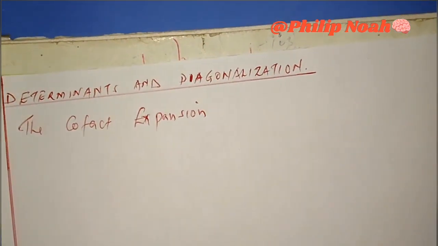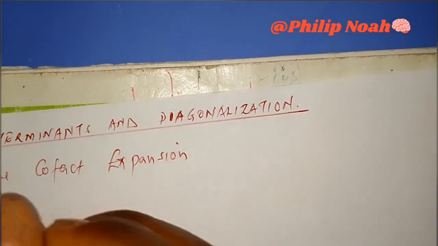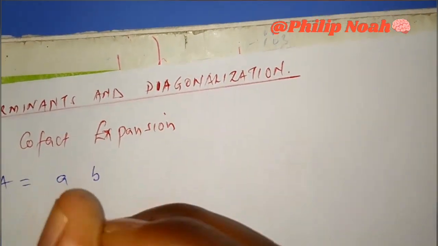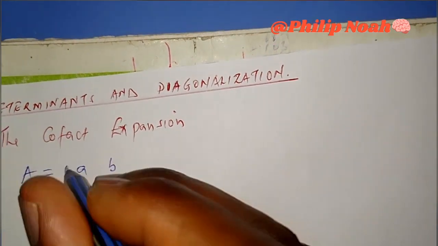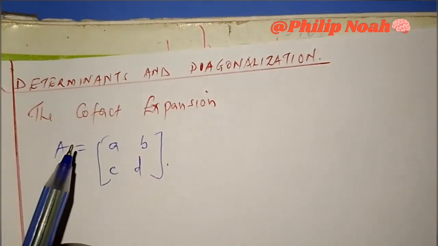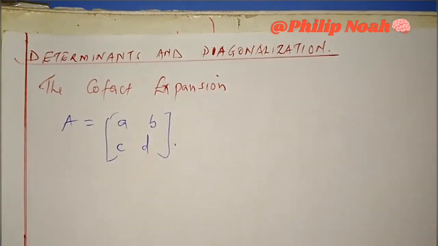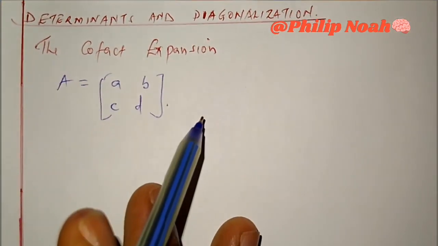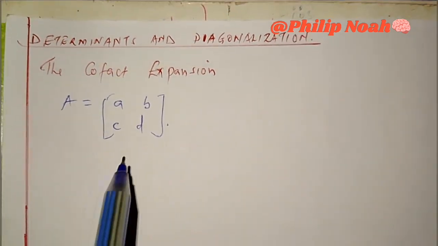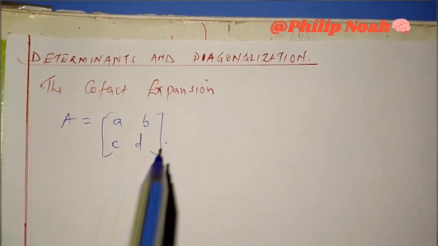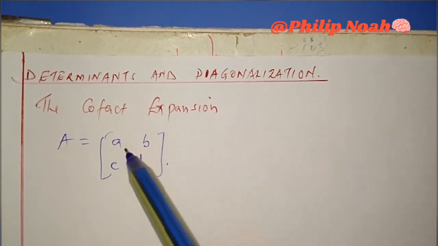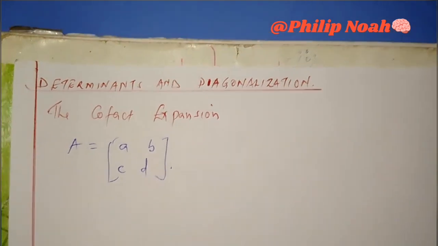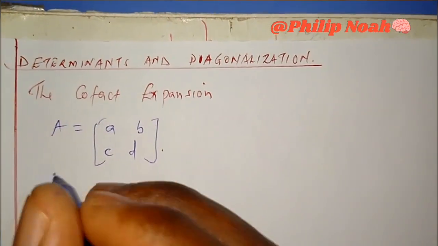Without wasting time, let's consider this matrix A given as A, B, C, D. This is a matrix. So how can we determine the determinant of this matrix? Remember, this matrix is a 2 by 2 matrix. Two rows, 1, 2, and two columns, 1, 2. So it's a 2 by 2 matrix.